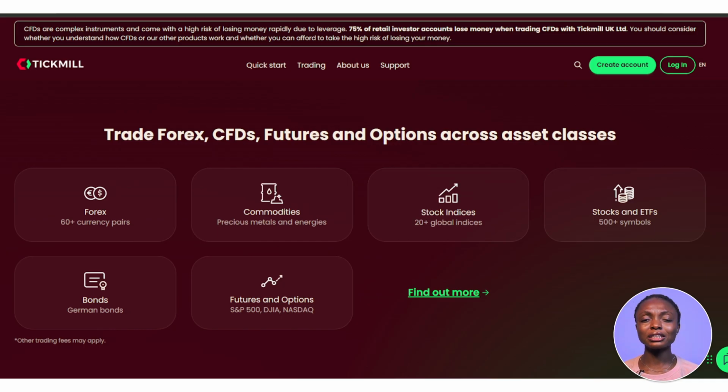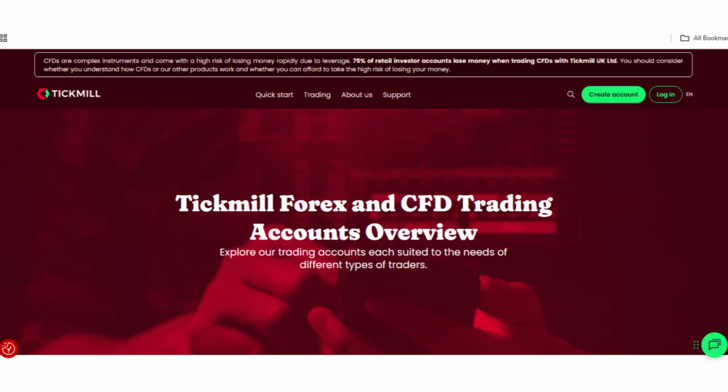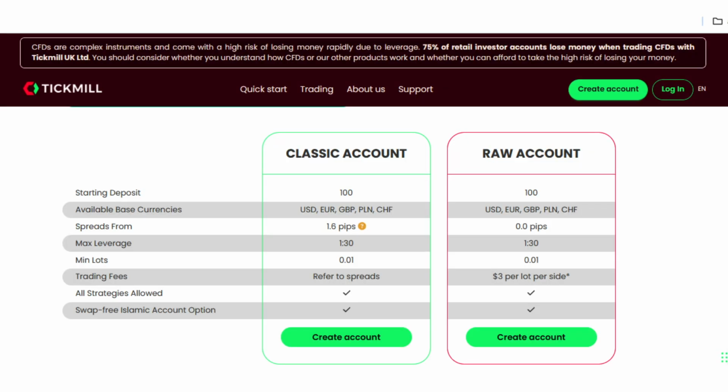trading with, because Tickmill happens to be the broker with the lowest number of tradable instruments on our list. But these instruments include Forex, commodities, stock indices, stocks and ETFs, bonds, futures, and options. If you will be trading Forex and CFDs with the MetaTrader platforms, then you may need to choose between their classic account and raw account with a minimum deposit of 100 units of your account-based currency.